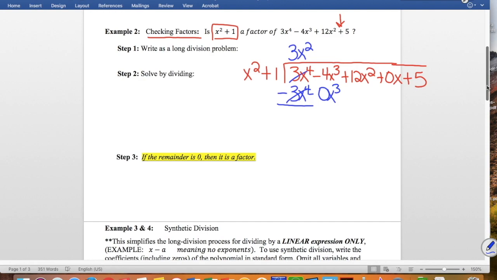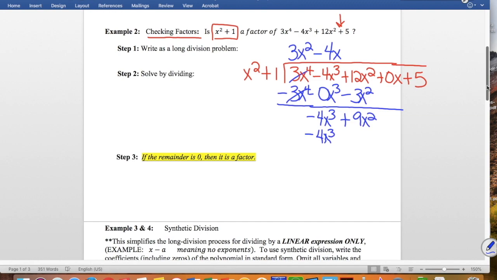Very common mistake. I now need to put my 3x squared under the x squared because I have to have like terms. So negative 4x cubed minus 0x cubed becomes negative 4x cubed. 12x squared minus 3x squared. Okay, now that makes sense. So I get positive 9x squared. Okay? Again, let's repeat. How do I get my x squared to become negative 4x cubed? Well, I need to multiply by a negative 4x. So negative 4x times x squared becomes negative 4x cubed. And negative 4x times 1 becomes negative 4x.